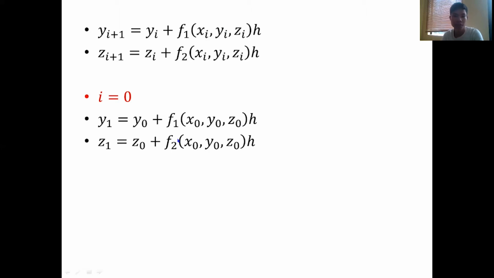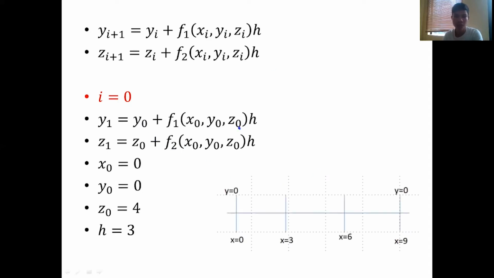So now that we already finalized our formula, we have to find our initial values. The initial values are at this point, which is x equals 0, y equals 0. And our first assumption of the initial value for z is z equals 4, and our h is equal to 3.